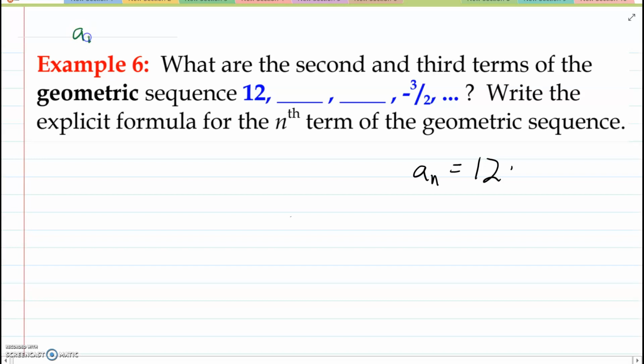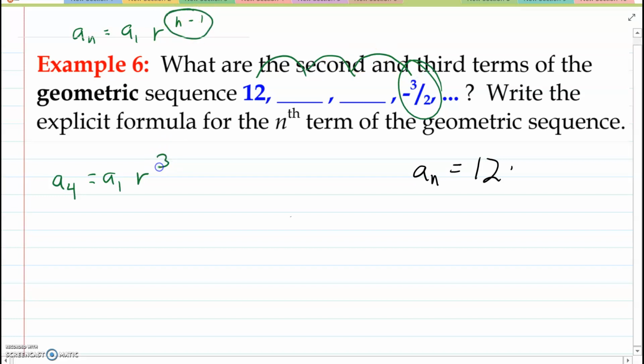Remember that the general expression is a sub n equals a sub 1 times r to the n minus 1 power. So I can say if I'm looking at a sub 4, which by the way is this term, that's going to be equal to a sub 1 times r to the, how many times did I multiply it by something? 3 times. And also n minus 1, or 4 minus 1, is 3. So I can fill things in here and say a sub 4 is -3/2, a sub 1 is 12, and r to the third. So now I can simplify this and say that, well, wait a second, that's going to be r cubed.